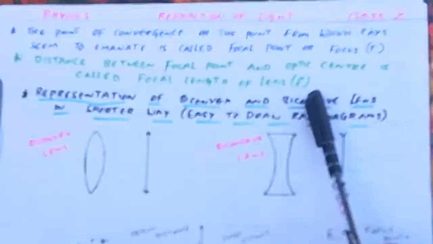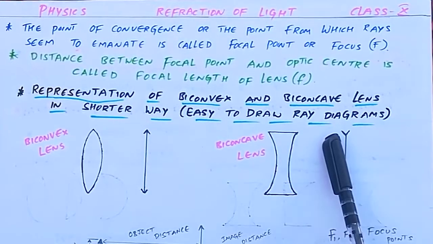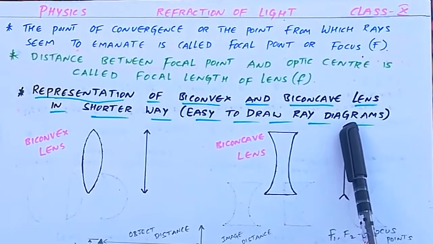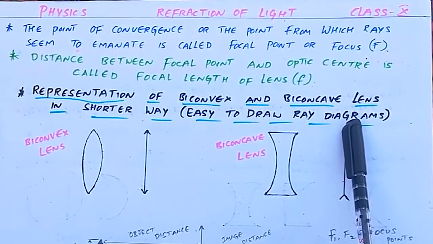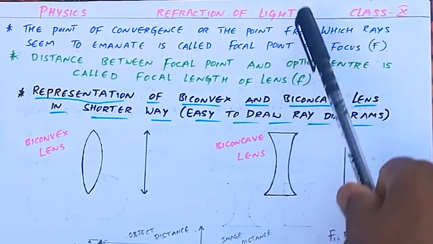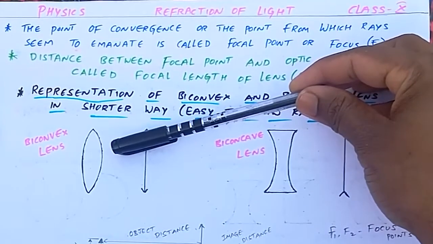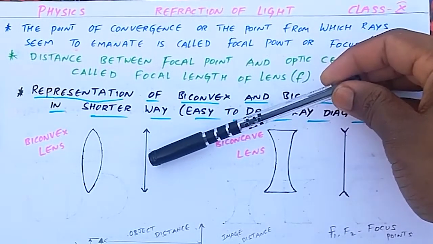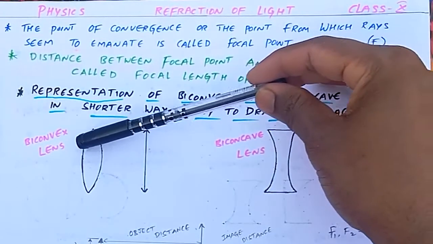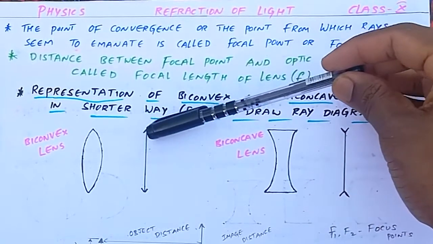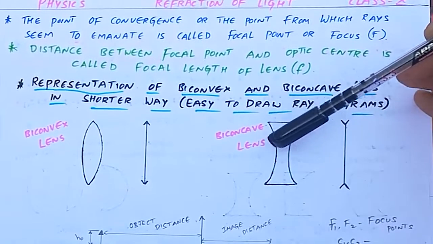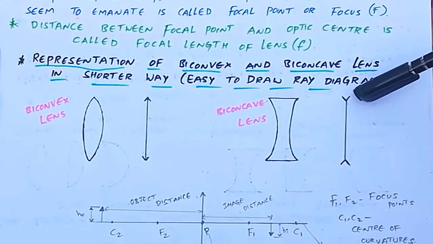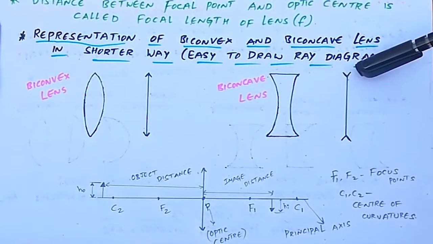See, this is the representation of biconvex and biconcave lens in a shorter way, easy to draw ray diagrams. This will help you to easily draw the ray diagrams of the object and the image formation at different positions of the object placed on the principal axis. So this is the biconvex lens. For this one we have the arrow marks outwards. We know convex means curved outwards, so simply we can remember the arrow will be outside. And for the biconcave lens, curved inwards, the arrow marks will be inwards. So in this way, this is the representation.